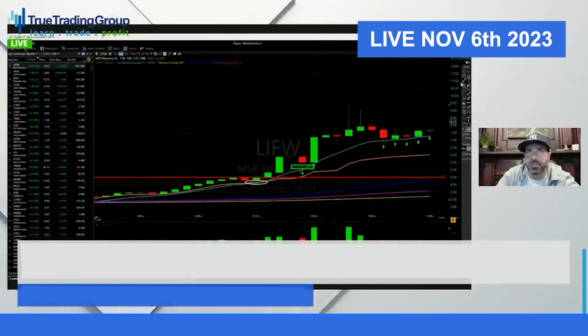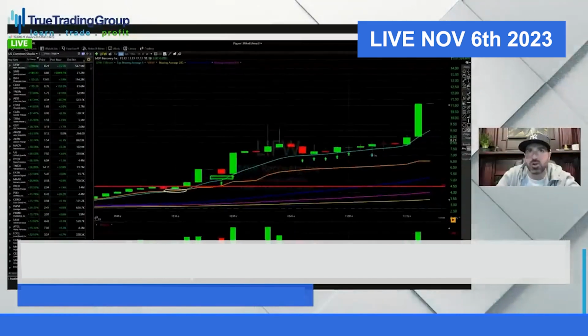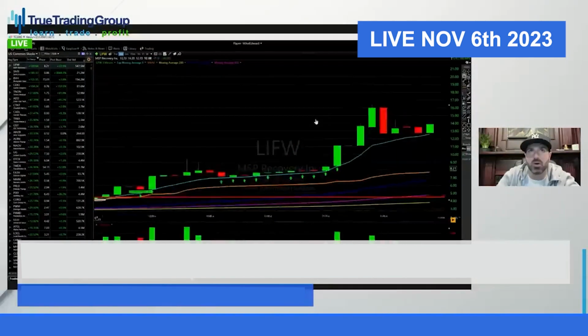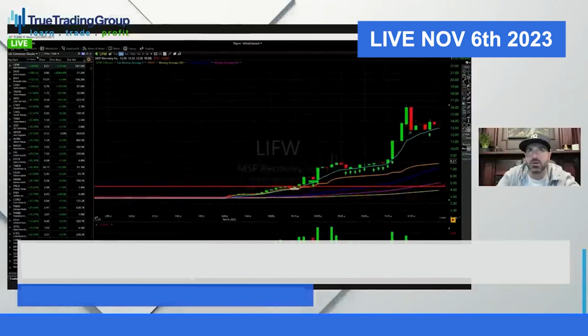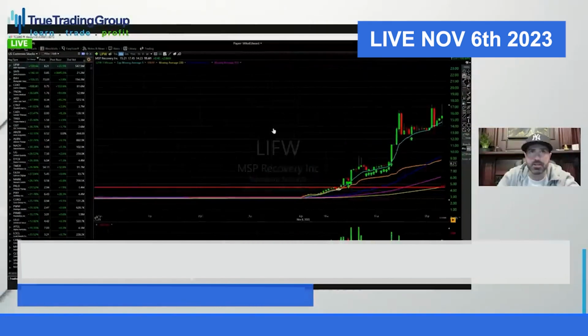Look at this. It looks so simple after the fact, doesn't it? But once you learn this, guys, I'll teach you this. Look at this move. Oh my goodness, my Lord. And then, okay, when that trade line breaks, boom, exit your position. There it is. That's it.